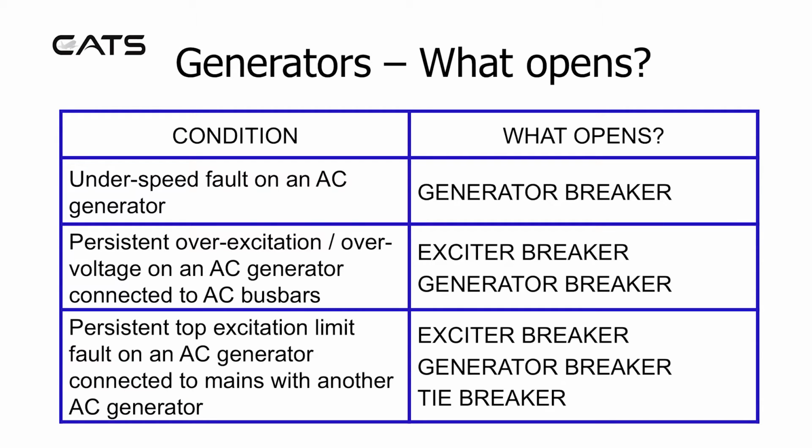So, for generators, which breakers open? Under the condition of an underspeed fault on an AC generator, the generator breaker opens. It's bad electricity. Persistent overexcitation, overvoltage on an AC generator connected to AC bus bars. It's bad electricity, so the generator breaker opens. Because there's been mention of excitation or overvolting, the exciter breaker opens too. A persistent top excitation limit fault on an AC generator connected to mains with another AC generator. It's bad electricity, so the generator breaker opens. There's mention of excitation, so the exciter breaker opens. But because it's connected to mains with another AC generator, it's isolated from it with the tie breaker opening too.